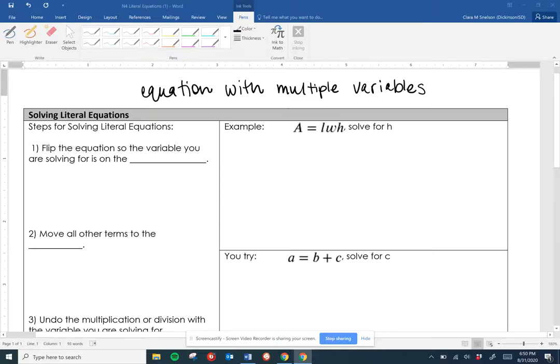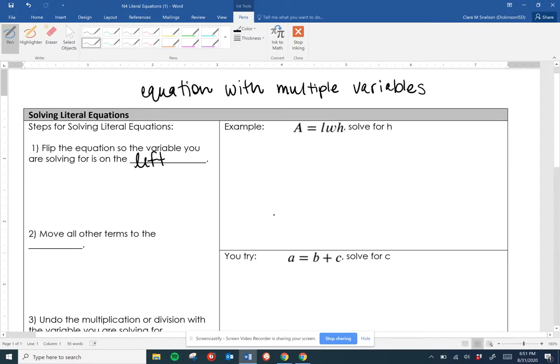Today we're going to talk about how to solve a literal equation. A literal equation is an equation that has multiple variables. Normally we'll just see one or two, and literal equations have several. The first step is I like to flip the equation so that the variable that we are solving for is on the left. We want it to be on the left-hand side.